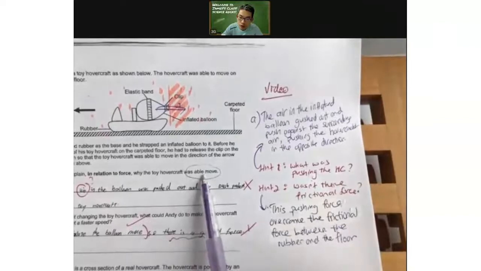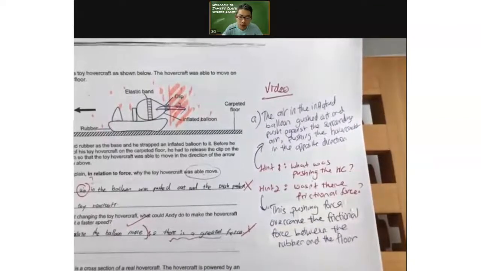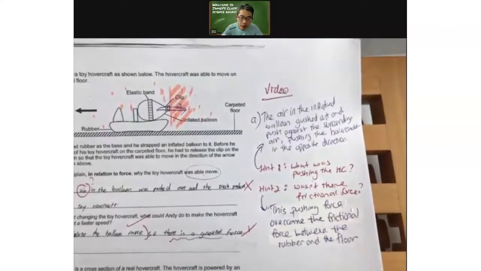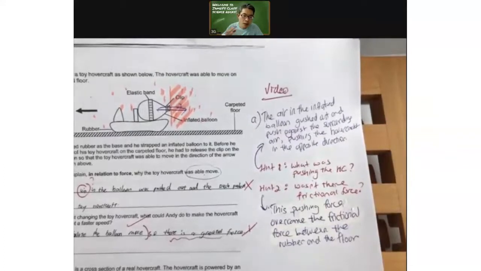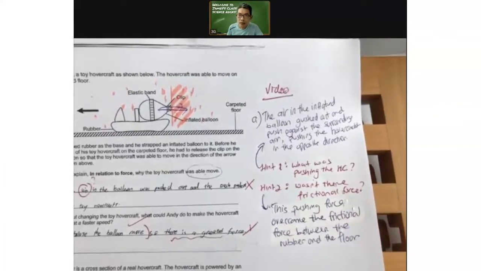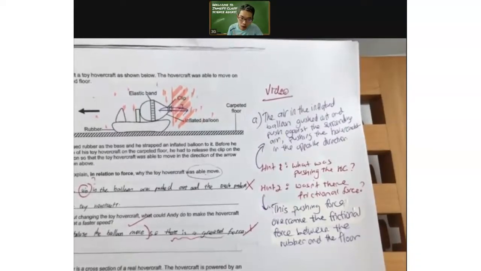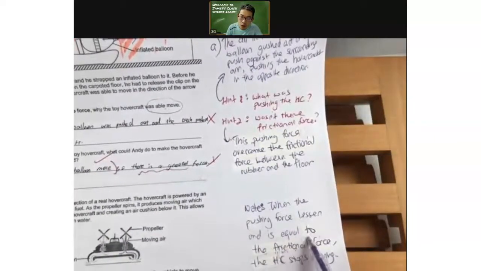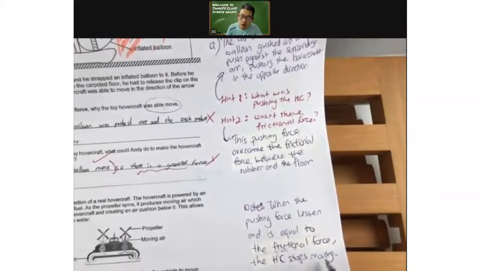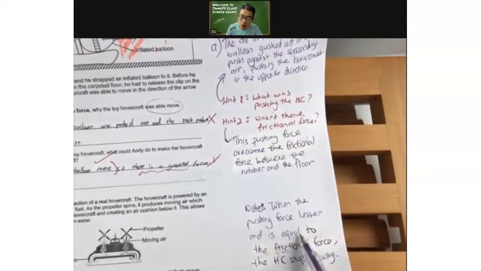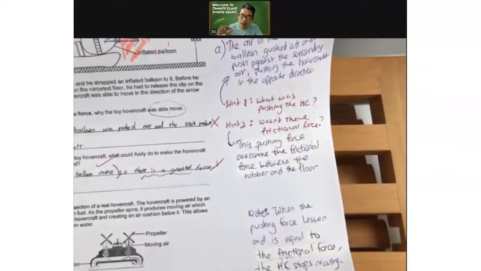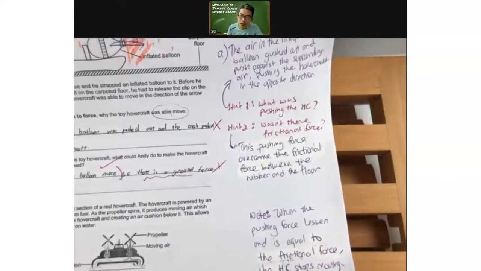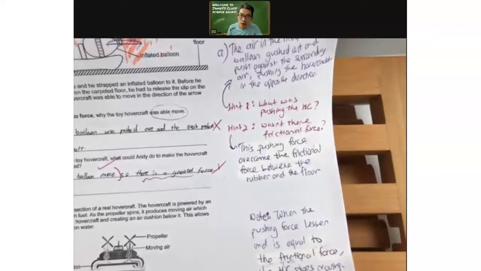It has to overcome the frictional force between the rubber and the floor in order for it to move. Now, in the same line of reasoning and understanding, if there's a question as to why, after a while, the hovercraft stopped moving, explain in terms of forces, you can use the same conceptual understanding to explain it. For example, you can say this. When the pushing force lessened and is equal to the frictional force, the hovercraft stopped moving. Because once it is equal to the frictional force, it can no longer be greater than it. It can no longer overcome frictional force. Then it will stop moving.